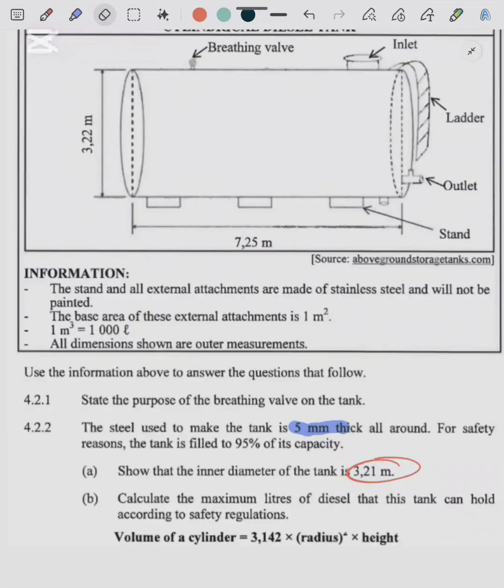Question 4.2.2b. Calculate the maximum liters of diesel that the tank can hold according to safety regulations. And they give us a formula for volume. So that tells me we're going to need to do something with volume. They want liters of diesel. Well, what do we know about liters of diesel?